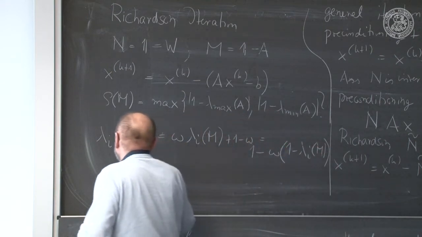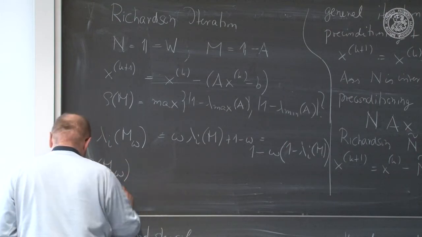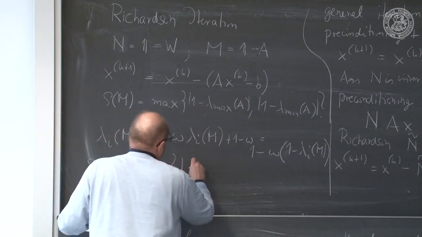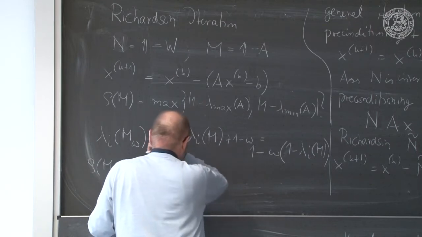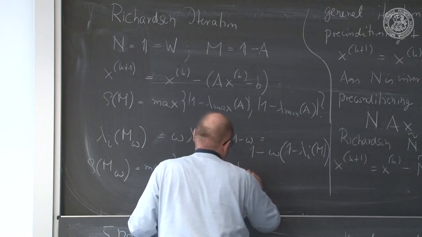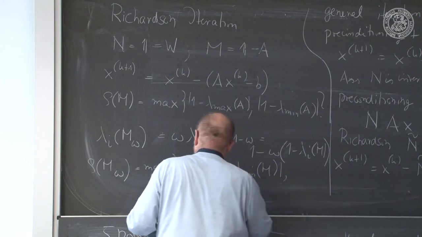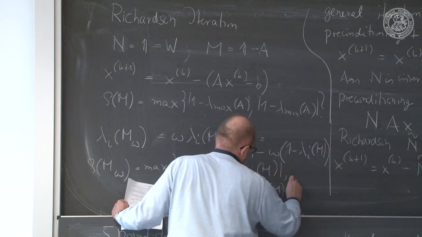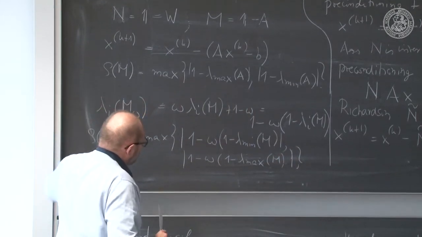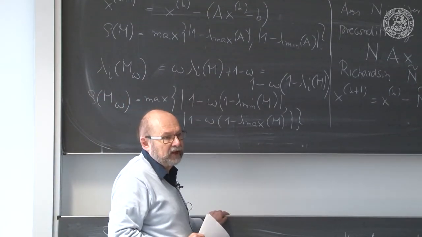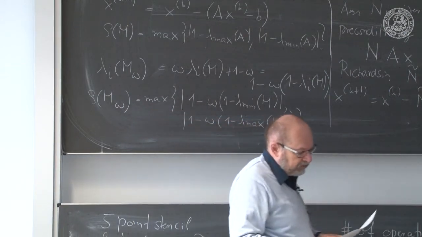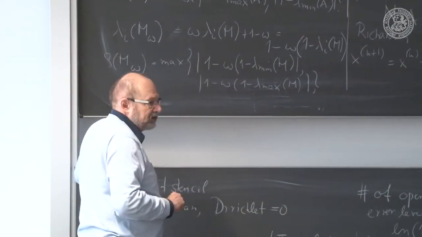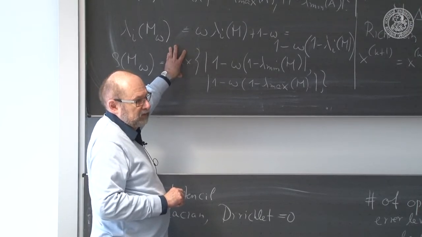And now we ask ourselves again, what is the spectral radius of this? We get basically the same formula as above. That is, we have the maximum of the modulus of 1 minus omega times (1 minus lambda min of M), and the corresponding thing with 1 minus omega times (1 minus lambda max). So the first question is: is there an omega such that this expression is less than 1? And then, if we could do so, we could be a little more demanding and say we would like to find the best omega, the omega which makes this expression minimal. Can we compute this omega?